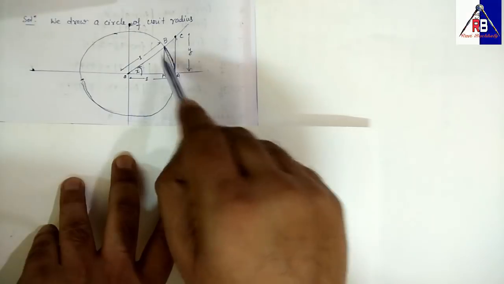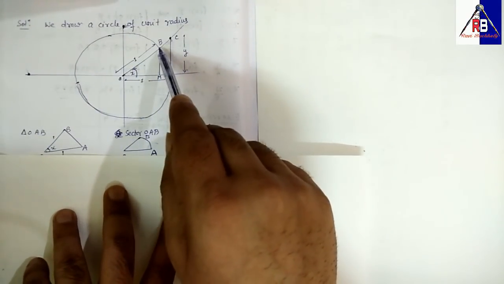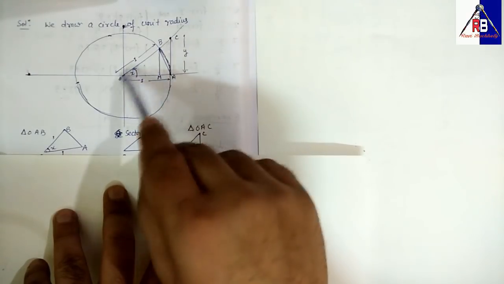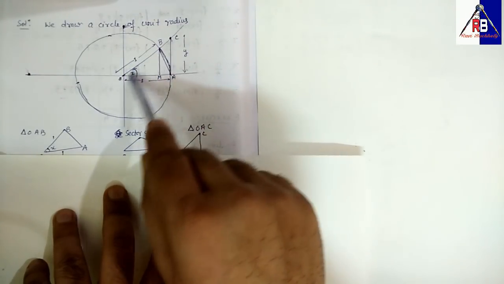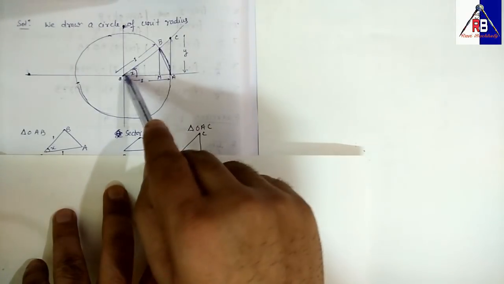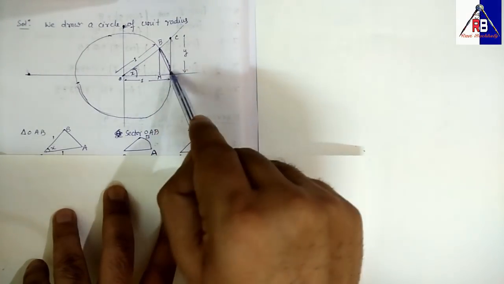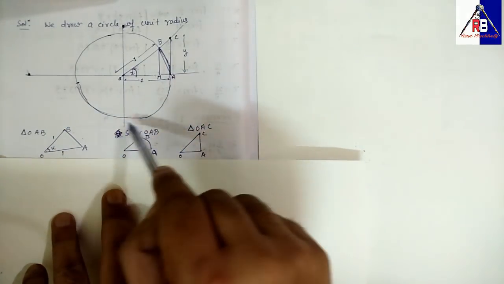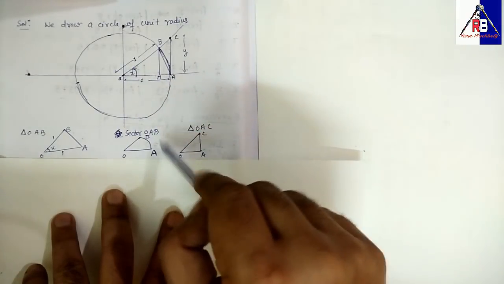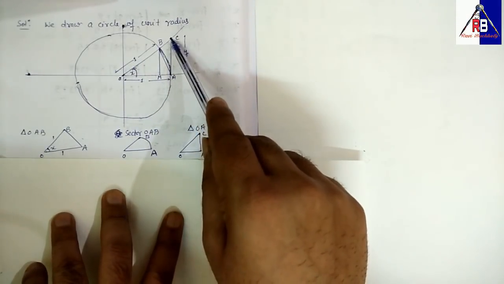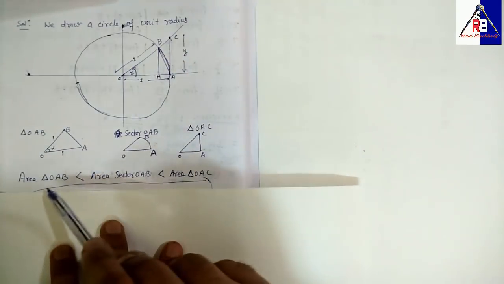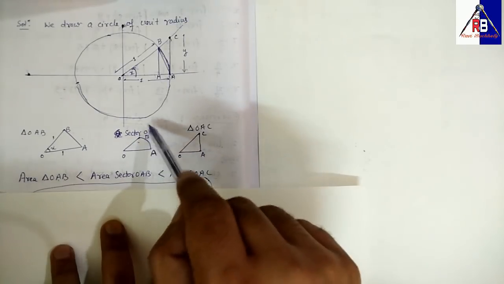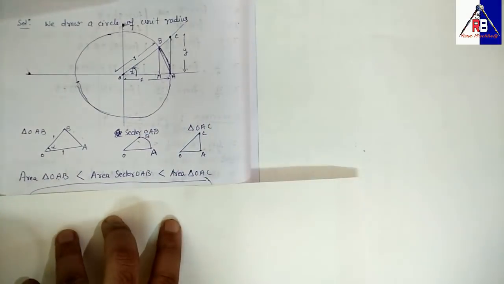Okay. Now, in this diagram, we will look at three main figures. First one, triangle OAB. Second one, sector OAB. And third one, triangle OAC. So this small triangle OAB, then this sector, and then this larger triangle. Now obviously the area of the smaller triangle is less than the area of sector, and then it is less than the area of the larger triangle. Okay. Now, here I have written it. Area of smaller triangle is less than area of sector, is less than area of larger triangle.